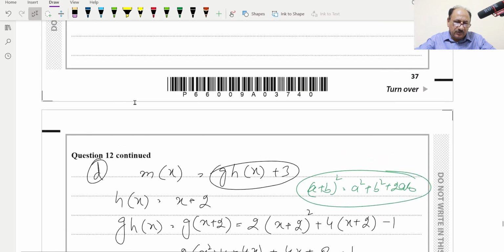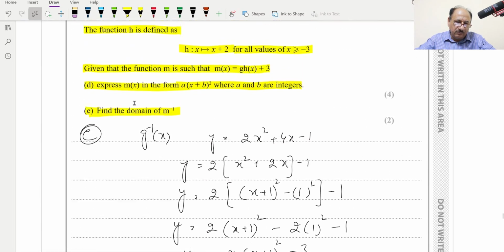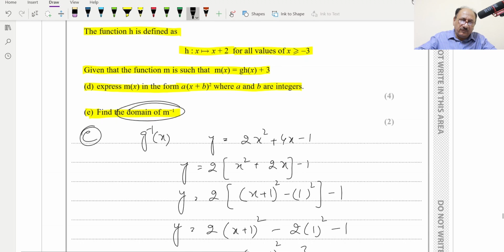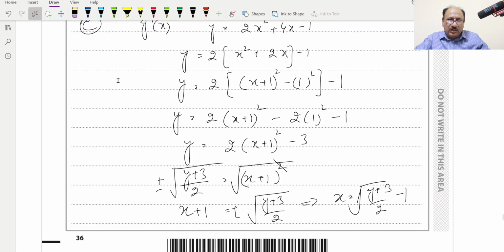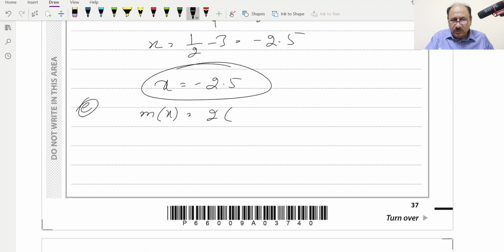And the last part, which was E part, was saying find the domain of M inverse. Domain of M inverse will be what? M of x is given. E part we can understand from here. M of x is equal to 2 into x plus 3 squared, and we have to find the domain of M inverse. So range of M will be domain of M inverse.